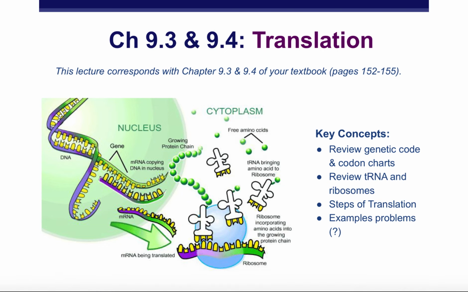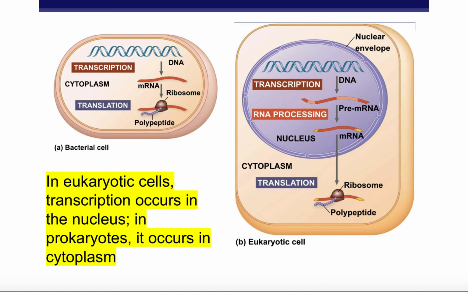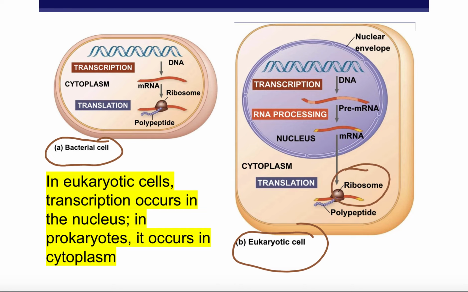Hi everyone. In this lesson, we're going to go over translation, which is the process of actually converting the mRNA sequence into a final amino acid sequence, which is basically the protein. Translation occurs in the cytoplasm of both a bacteria and a eukaryote. This occurs once the mRNA gets into the cytoplasm where the ribosomes are located.